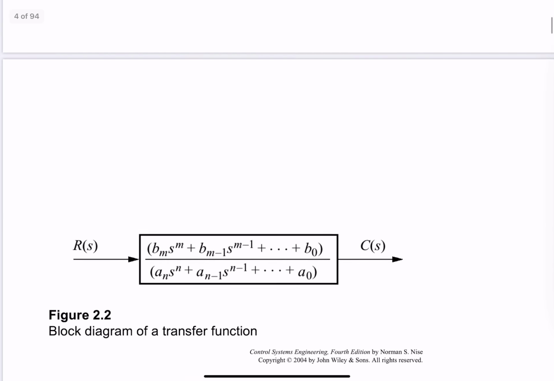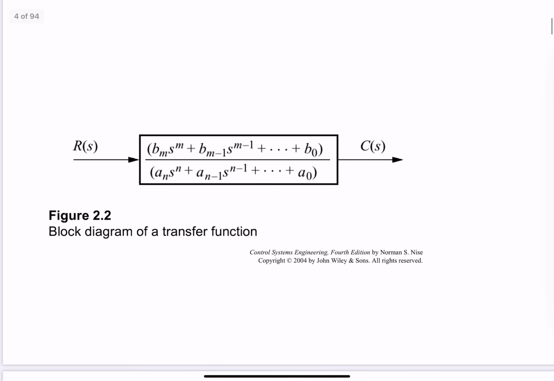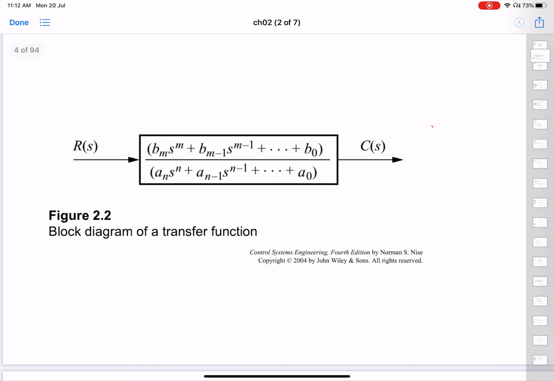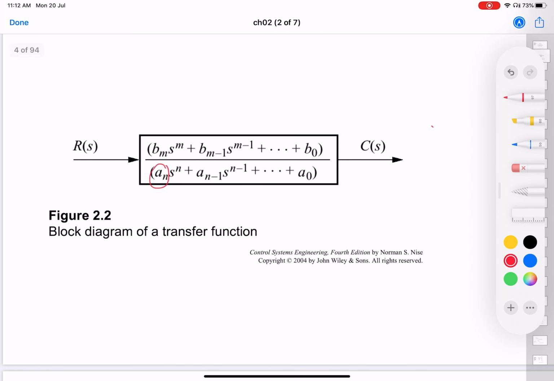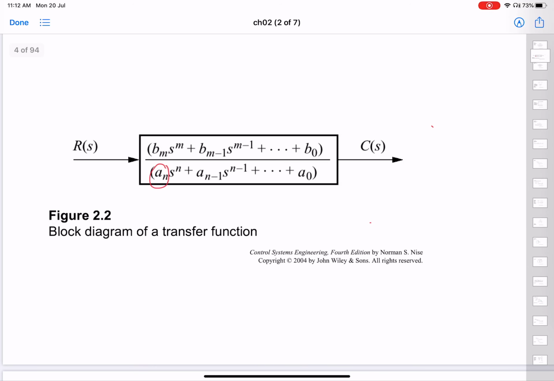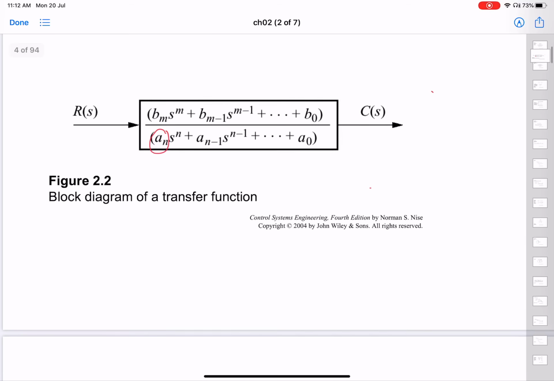So this is the general transfer function that we were talking about. Now here in this case, the author has not made this leading coefficient 1, but we can always do that. That is the general way in which we do it.